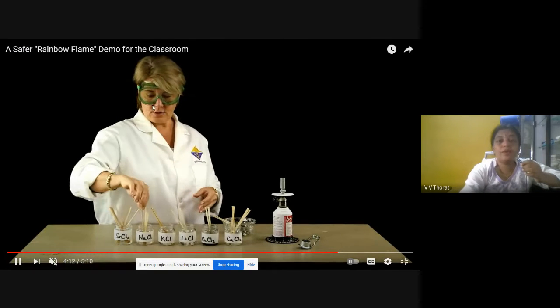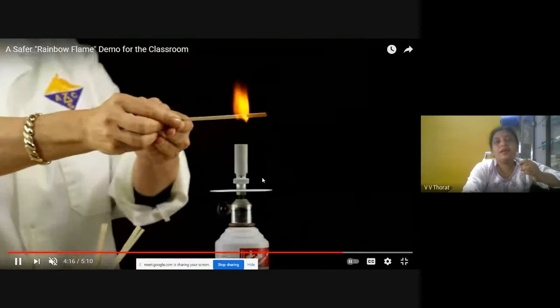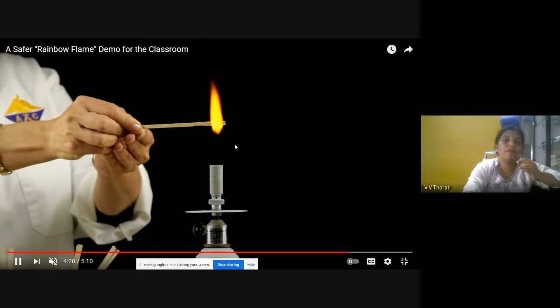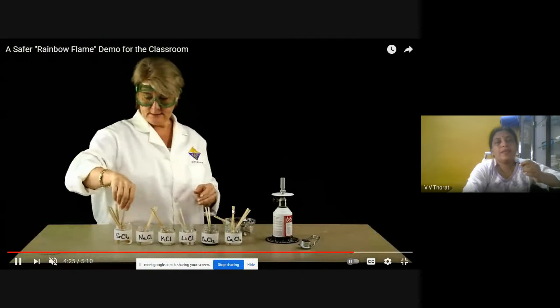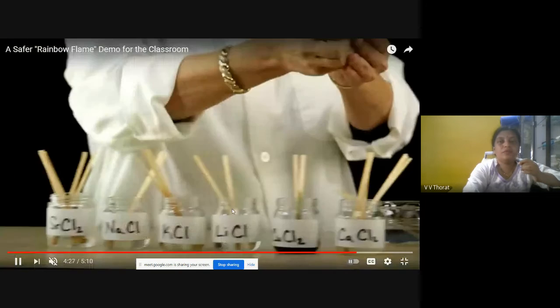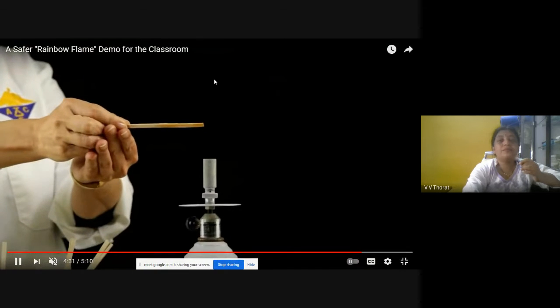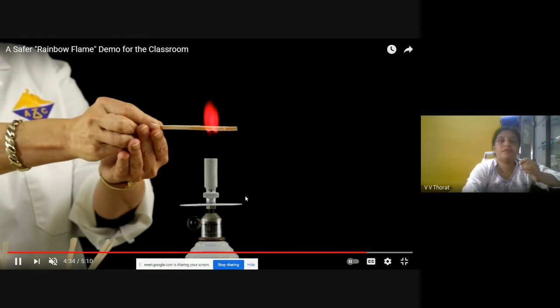Next is sodium, golden yellow color. See, if you get such a color, you will report sodium is present. Then you come to strontium: red, bright red, crimson red. This color is called the crimson red color. If you get crimson red color, you will report strontium present.